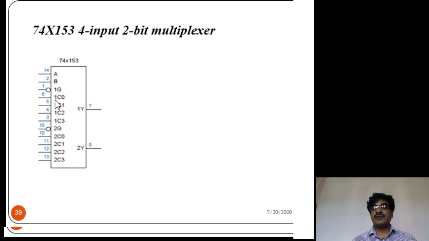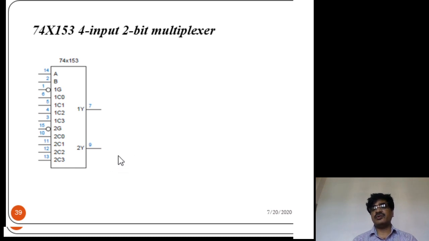4 inputs are 1C0, 2C0. 1G and 2G are the enable inputs, and A and B are the select lines. So these are the 4 inputs, 2 bit multiplexer.